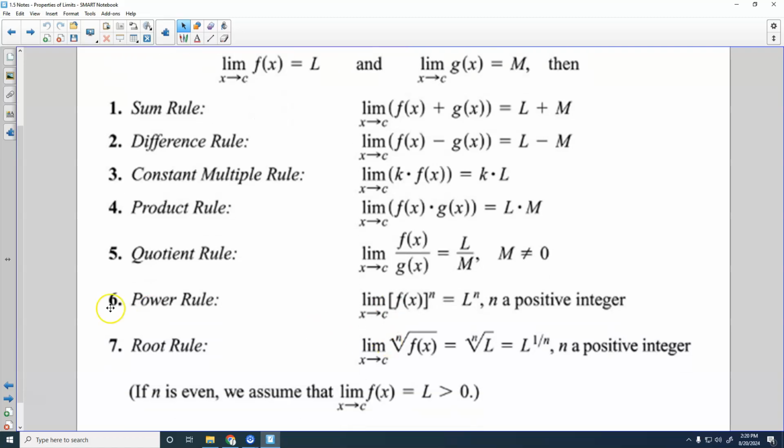The power rule says if we have a function raised to a power, then it's just going to be that limit value raised to that power. And the root rule is very similar as well. If you have a root of a function, then it's just going to be the root of that answer. So basically, pretty much every operation, addition, subtraction, multiplication, division, exponents, square root, or any kind of root, doesn't have to be a square root, all of those are going to produce limits where we can just use those operations between them.